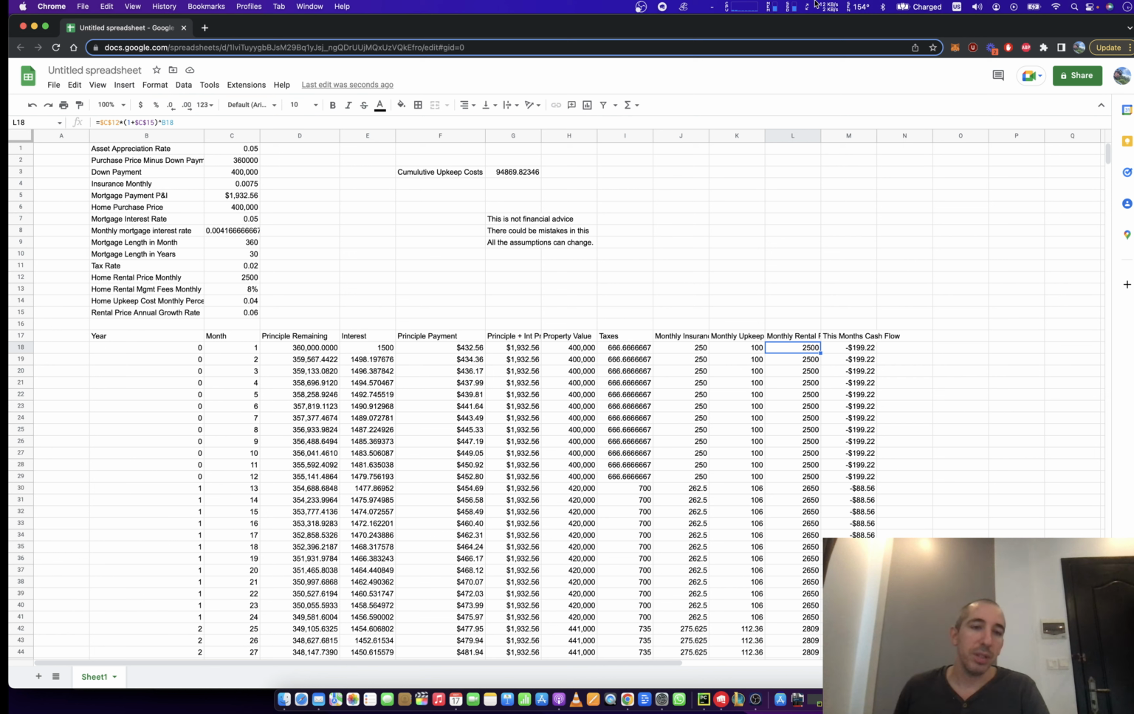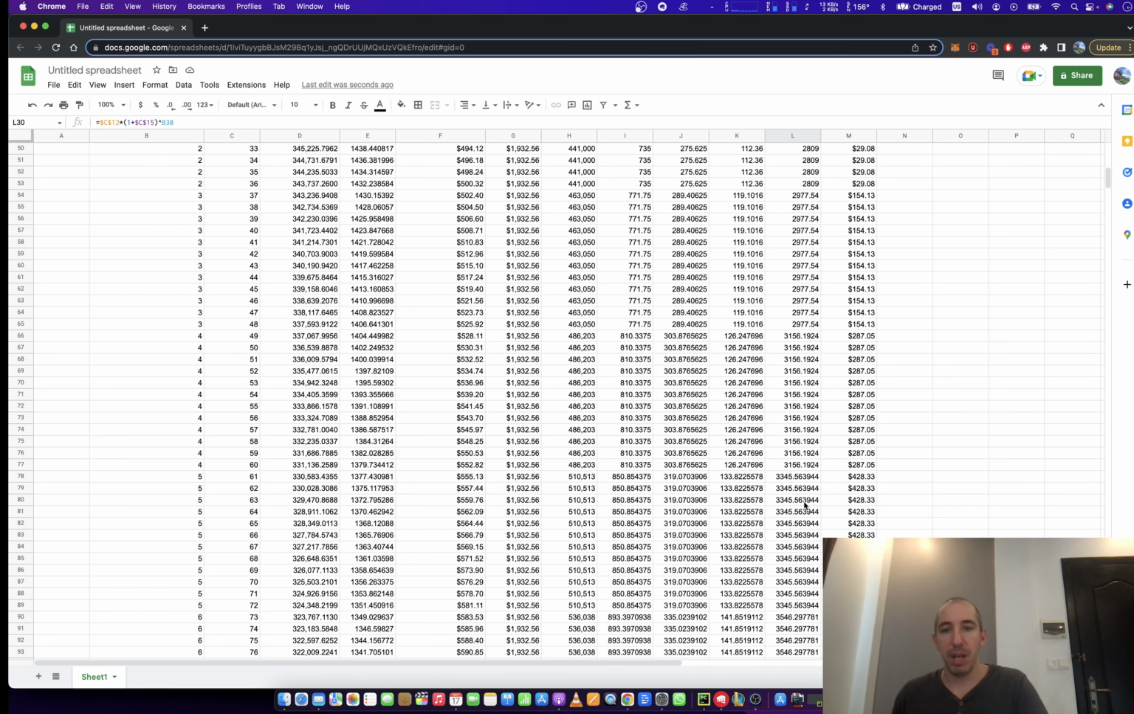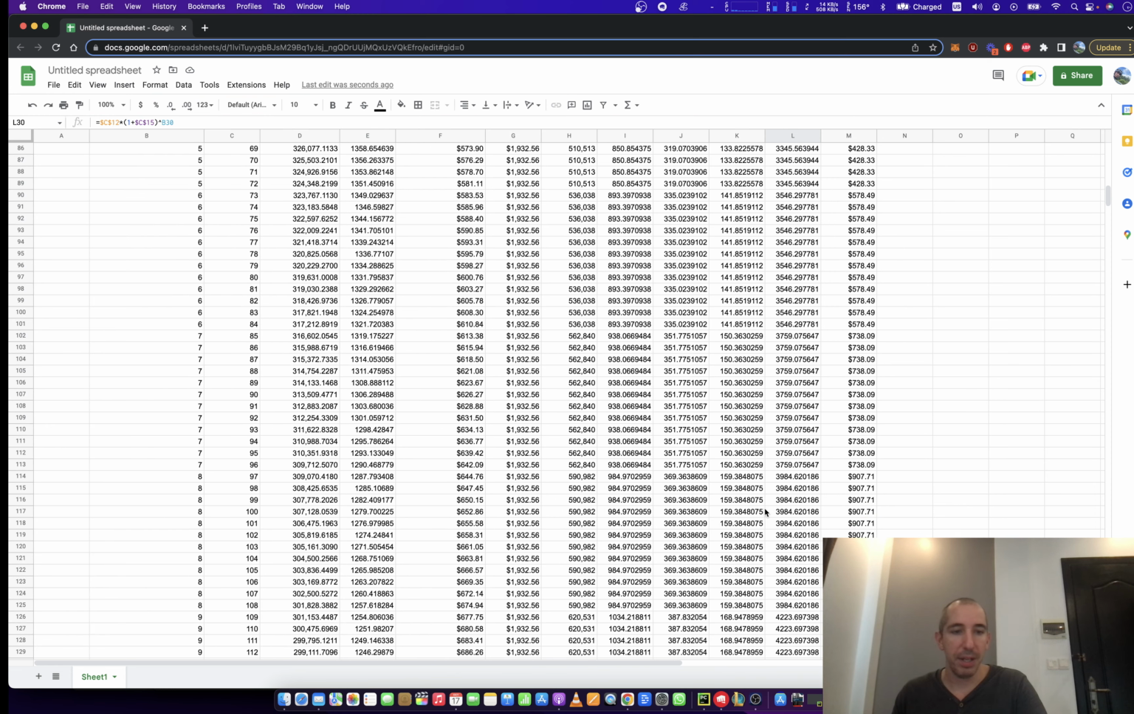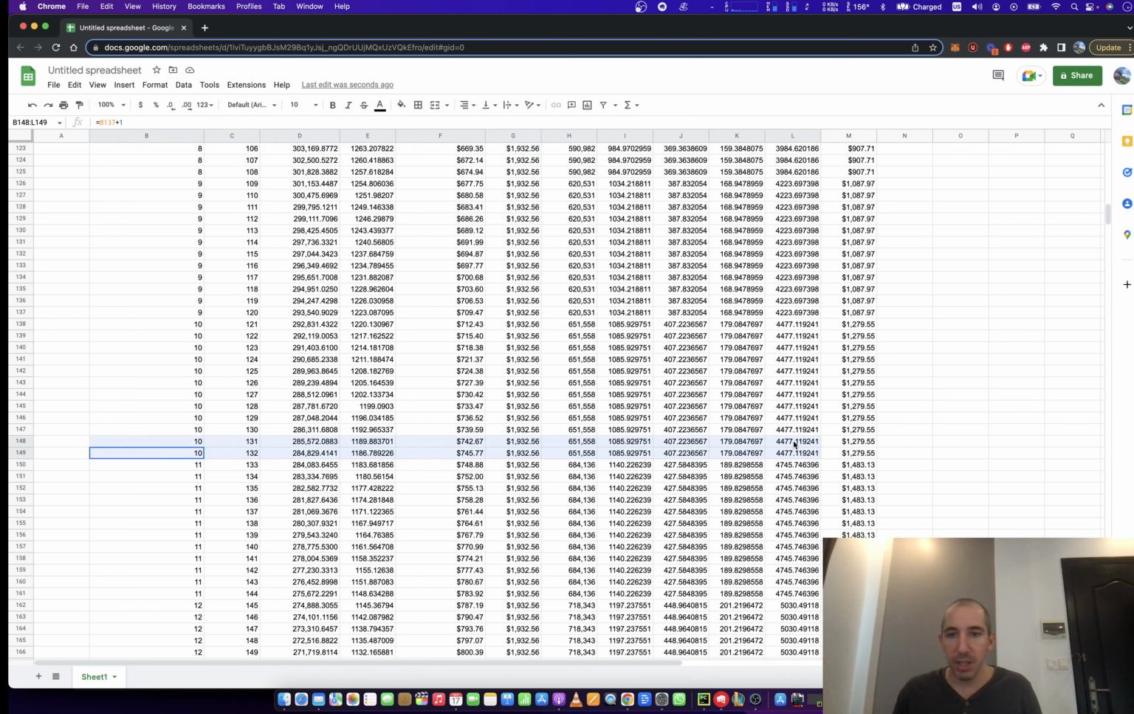But the beautiful thing is that your rental price can grow, right? So we have a growth factor of 6%. Applying that 6% monthly rental price growth factor, what we can do is this payment here. Over the years, in 10 years and 120 payments, is it unreasonable to think that in the year 2033 this home could be renting for $4,400 a month? I don't know if that's unreasonable.